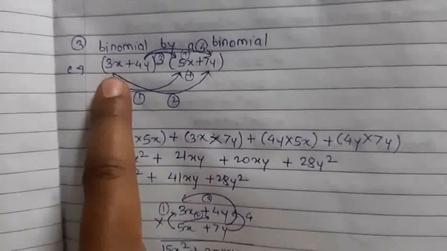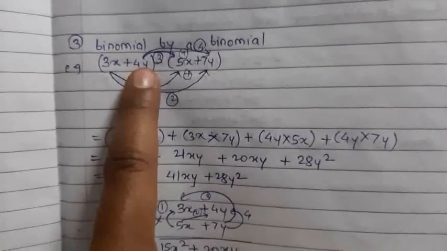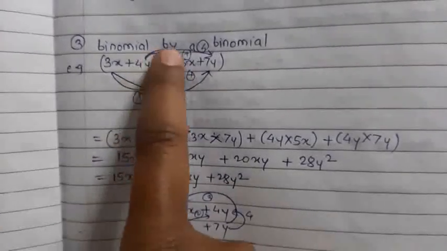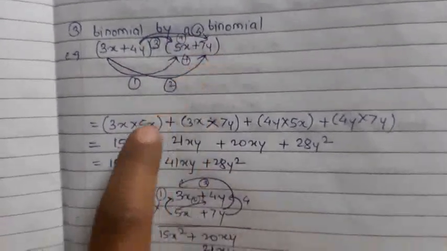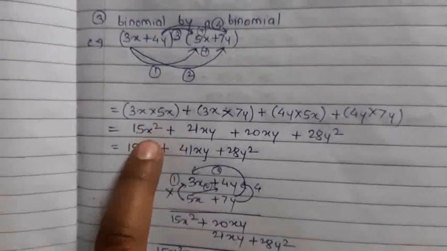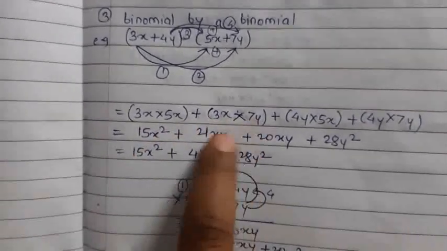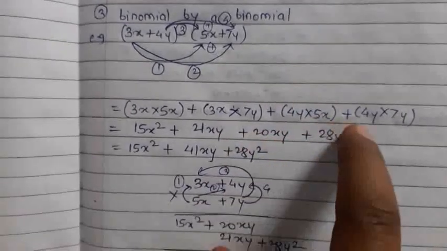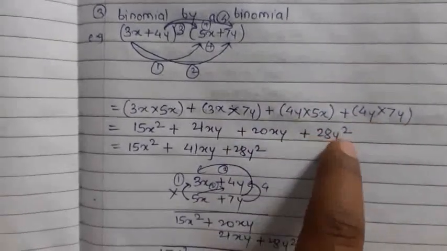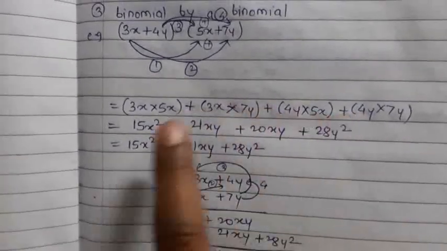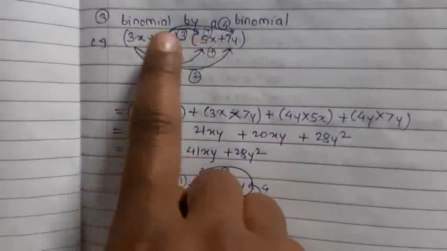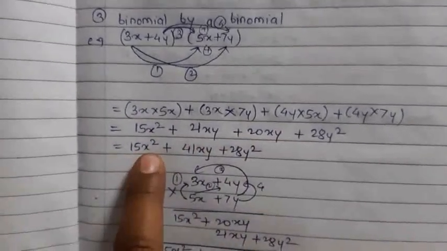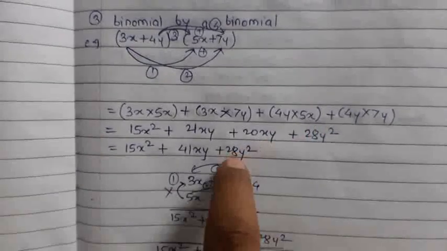Now this term is over, now we will move towards this term. So 4y into 5x plus 4y into 7y. So it will be 3x into 5x, 15x square, 3x into 7y is 21xy, 4y into 5x is 20xy, and 4y into 7y is 28y square. Everywhere the plus sign is there because both the terms contain the plus sign. So everywhere plus sign. So it will be 15x square and 28y square as it is.